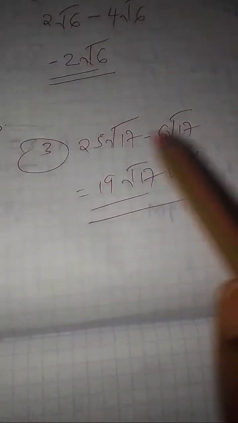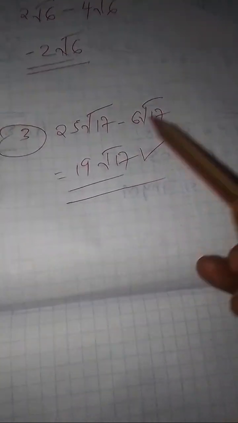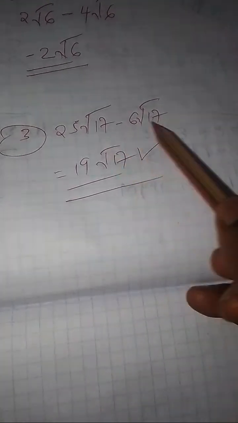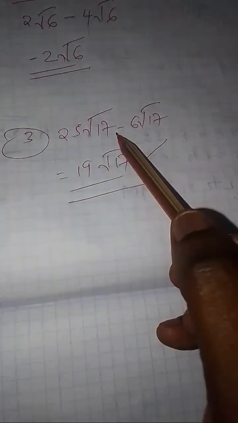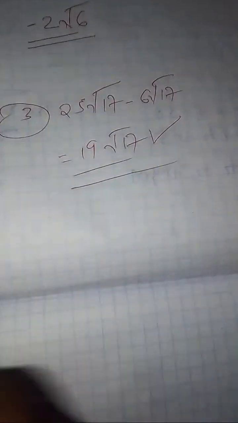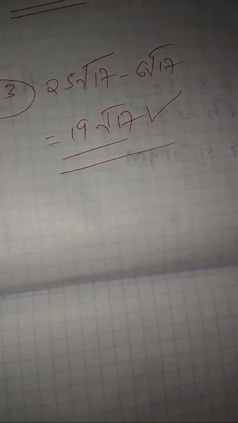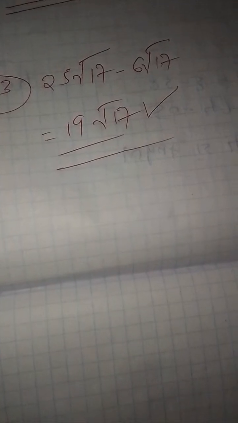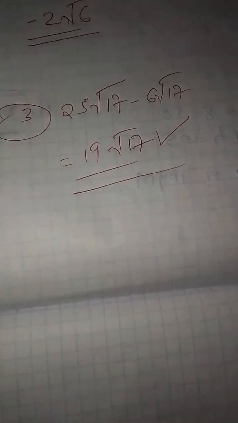Then lastly, we shall have 25 root 17 subtract from 6 root 17. Because the roots are the same, that is 17, we shall have that 17. Then 25 subtract from 6, we shall have 19. So our answer shall be now 19 root 17. Okay, so let's now check another one.